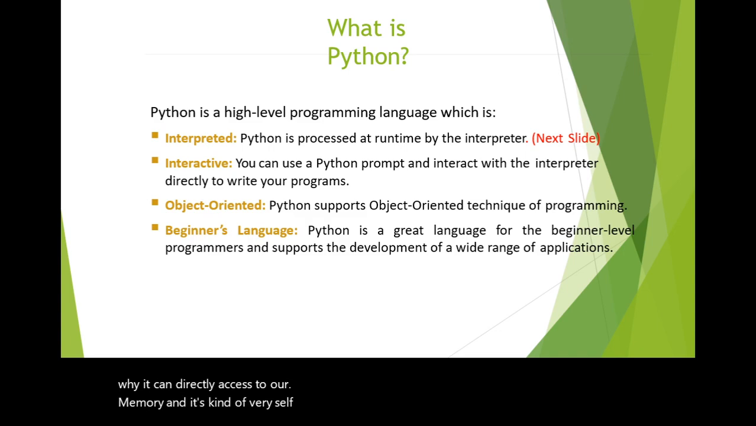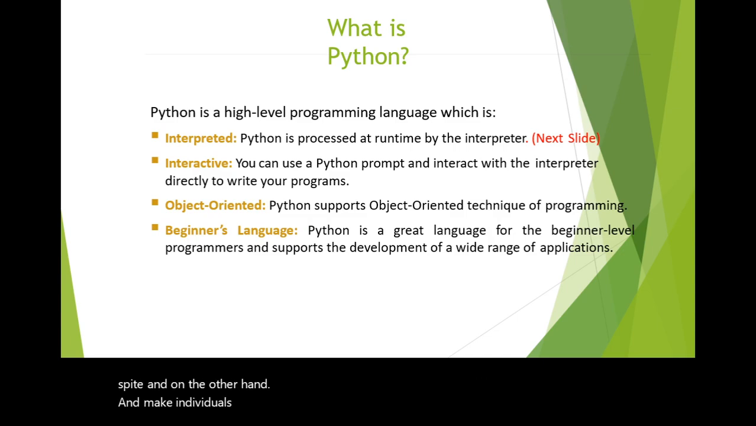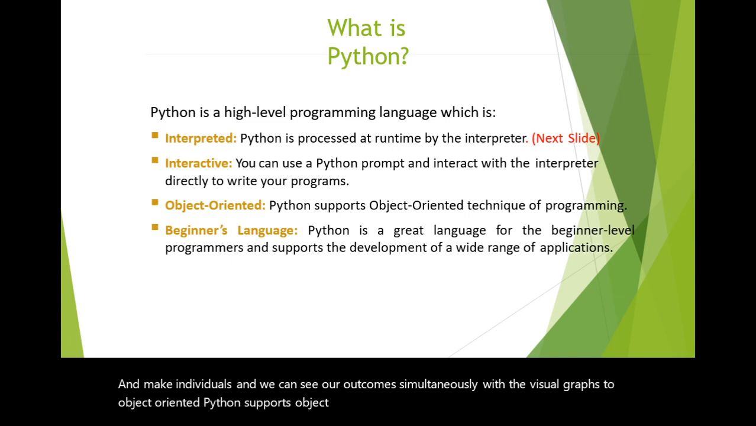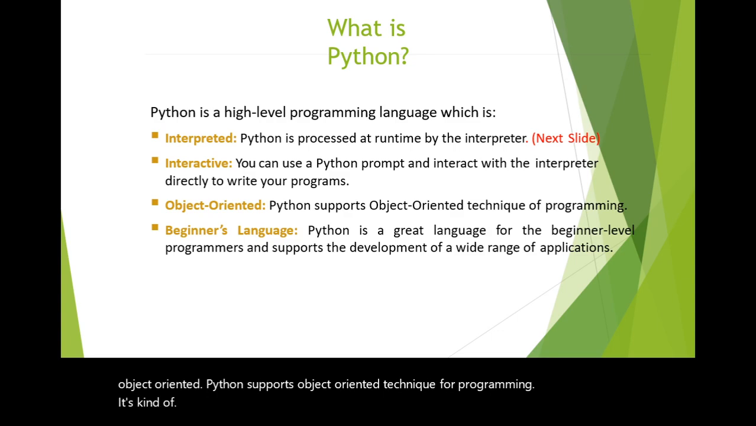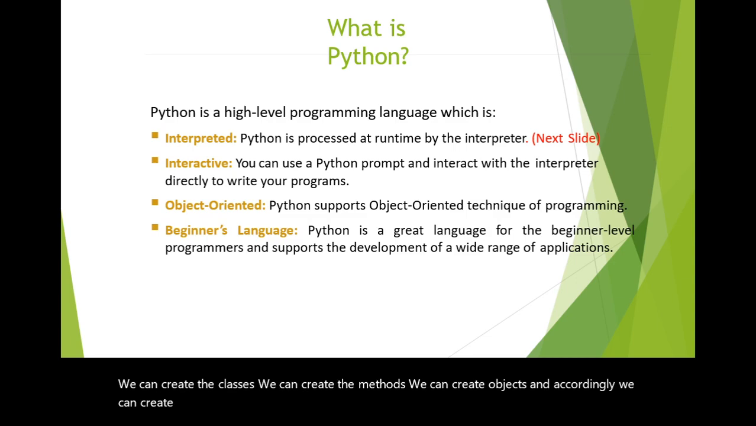It's interactive. It has its own built-in interpreter, and we can work interactively with Python. On the other hand, we can make visuals, and we can see our outcomes simultaneously with visual graphs too. Object-oriented: Python supports the object-oriented technique for programming. We can create classes, methods, and objects, and accordingly we can create an entire system.